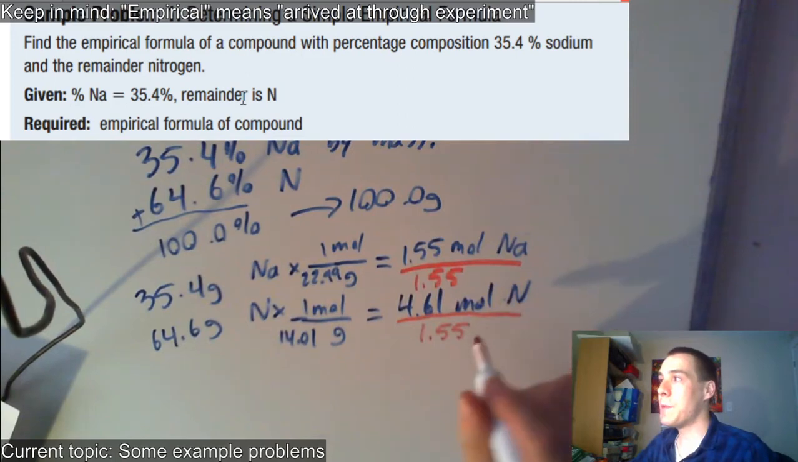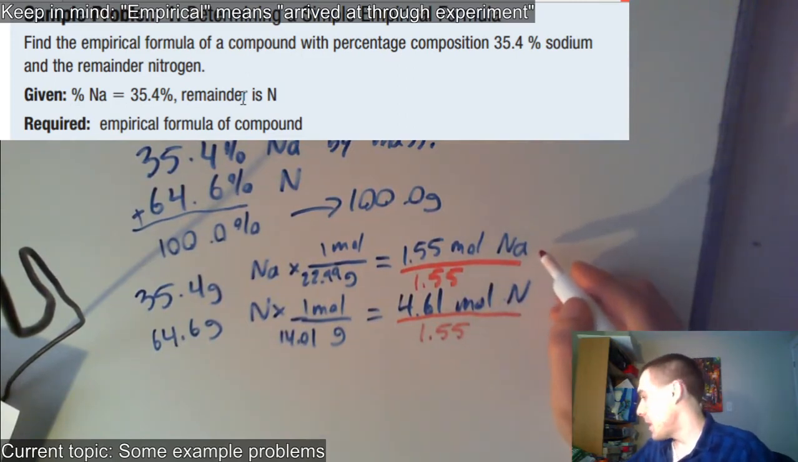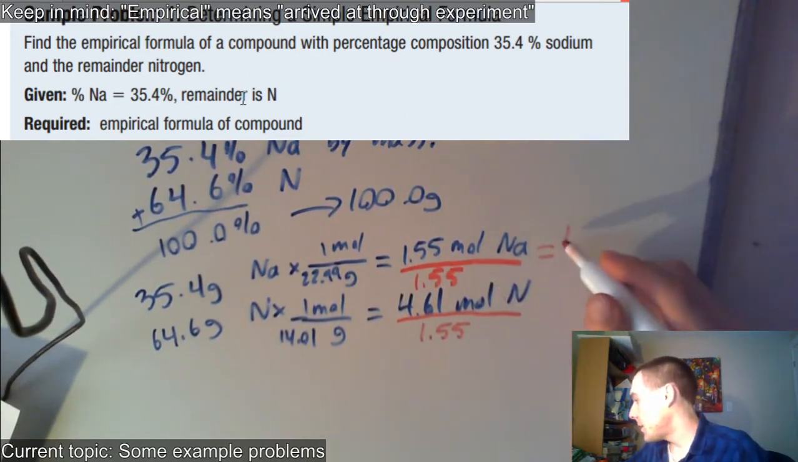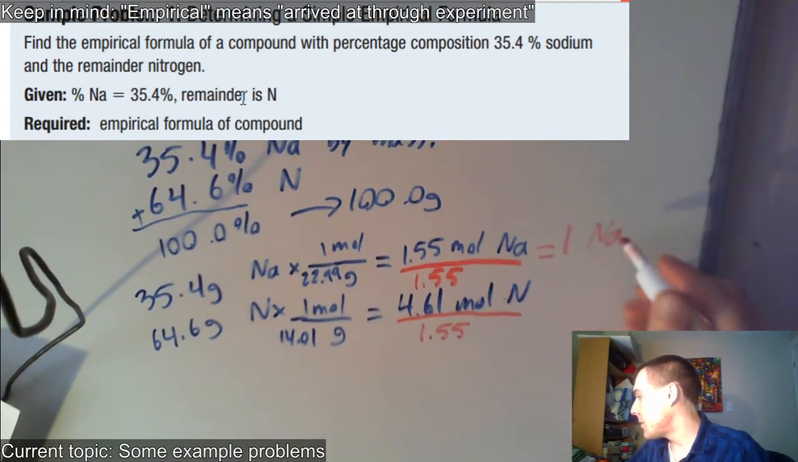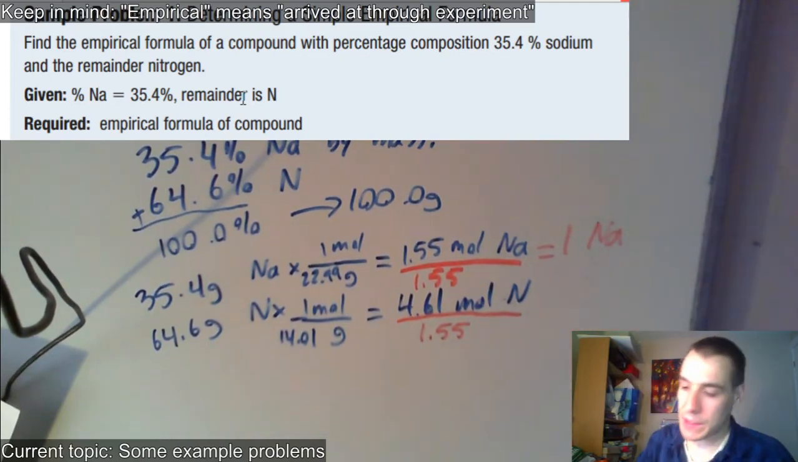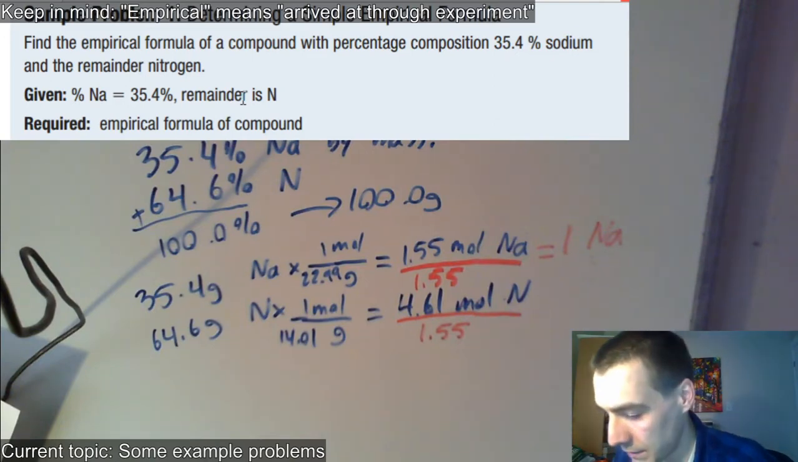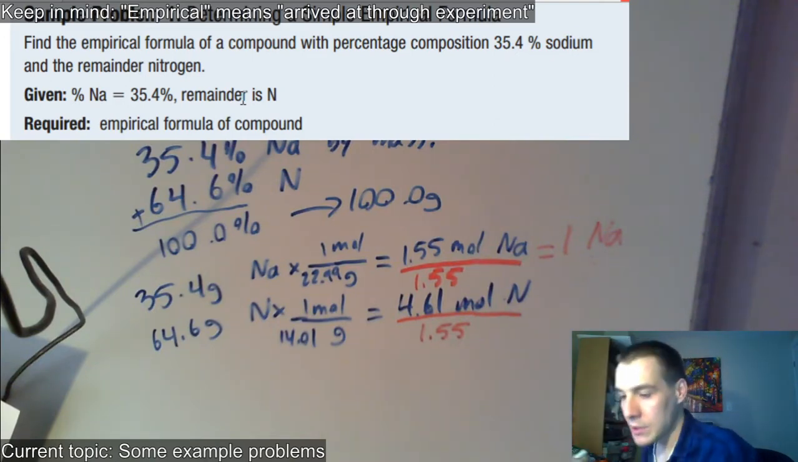We choose whatever mass we want. So we divide them both by 1.55, which we're allowed to do. That's just going to be one sodium. And the 4.61 divided by 1.55 is 2.97.